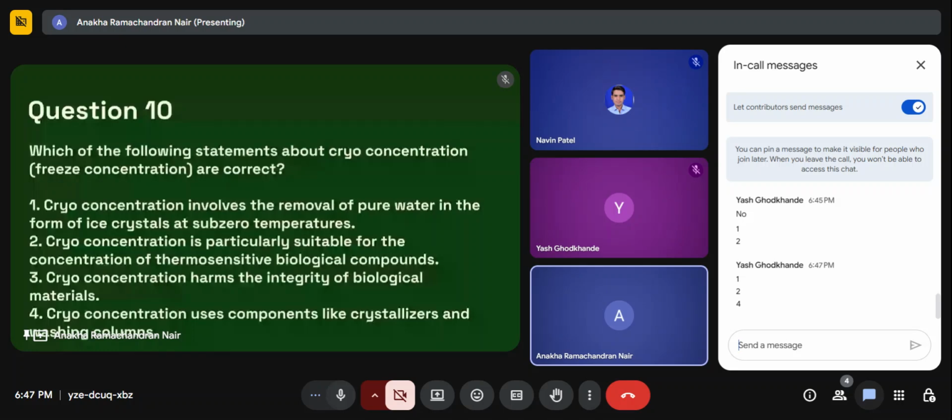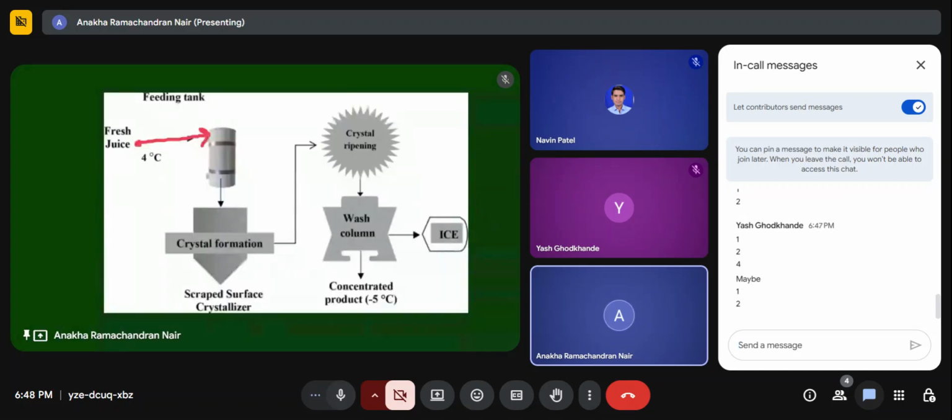All right. So let's see how a cryo concentrator looks. You have fresh juice, and you have crystal formation at 4 degrees Celsius. So crystals of water are formed. Then you remove the ice crystals and you wash them, and you get the concentrated product, and you can remove the ice.